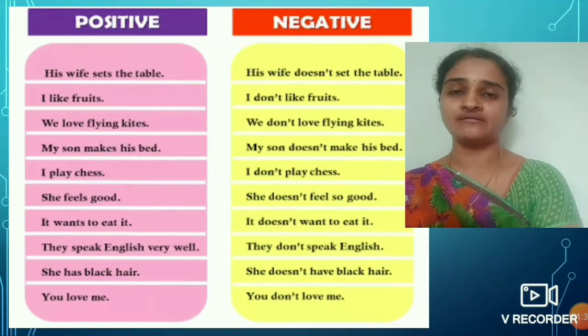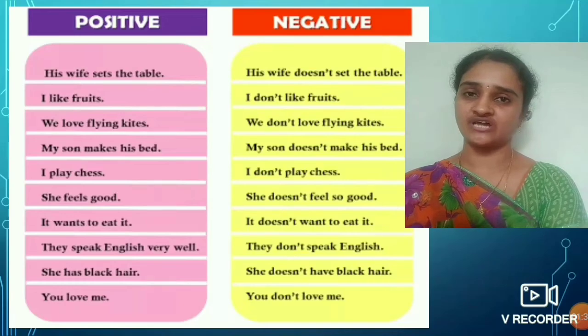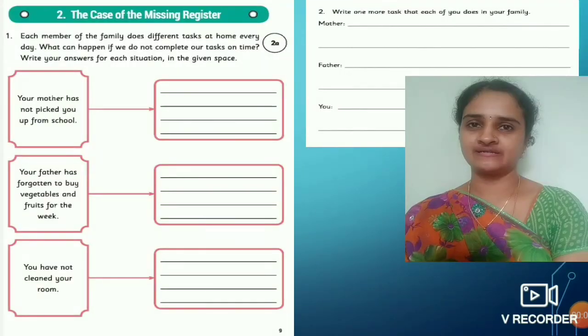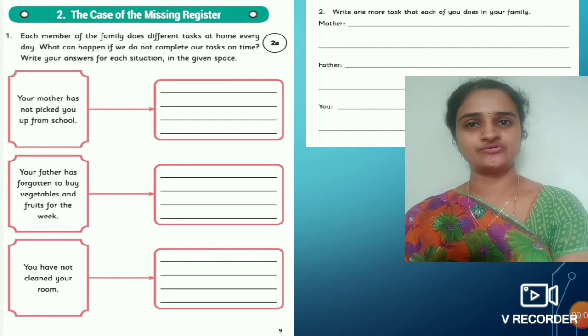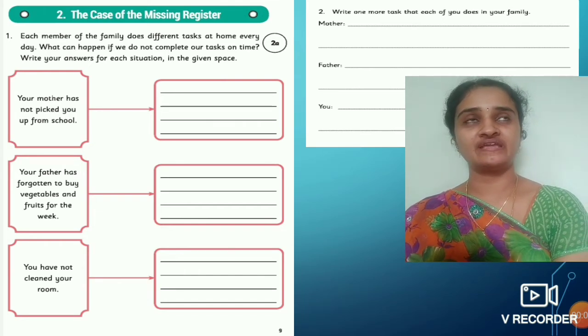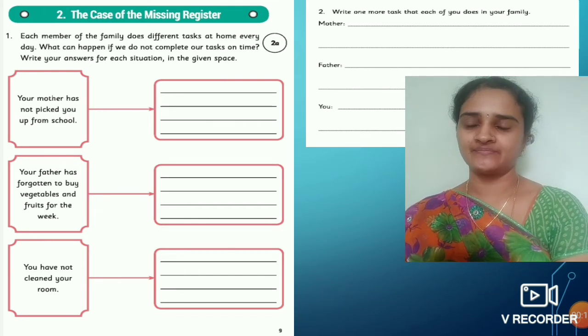So, these are some of the sentences which are changed into negative. Now, children, let us move on to the home fun today. I'll explain how to do it and you have to do it on your own. Children, the home fun is in your companion. I'll read out the lines. You have to follow it very carefully.